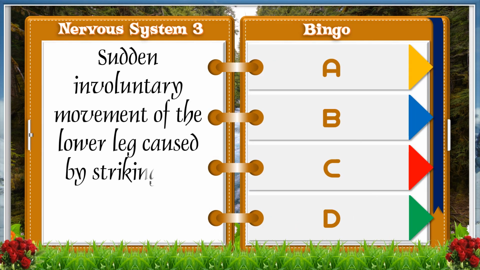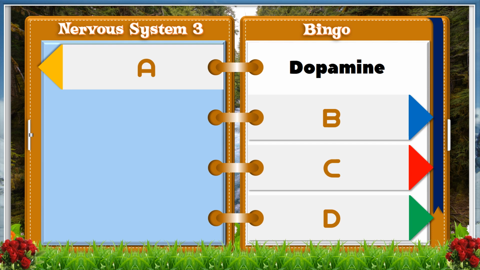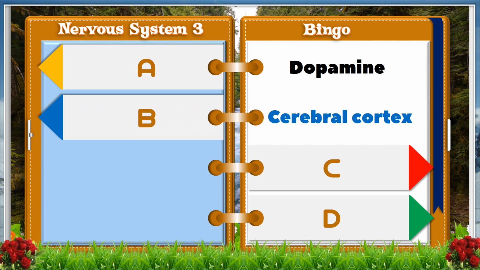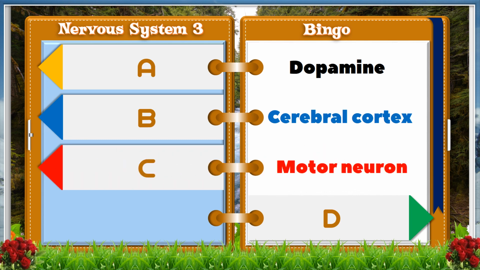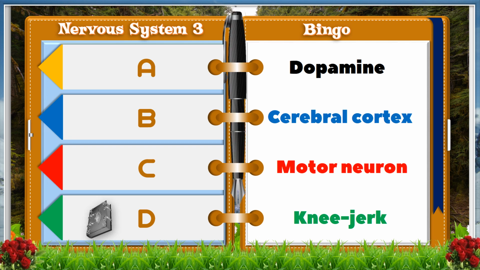Sudden involuntary movement of the lower leg caused by striking the tendon just below the patella. A. Dopamine. B. Cerebral cortex. C. Motor neuron. D. Knee jerk. And the answer is D. Knee jerk.